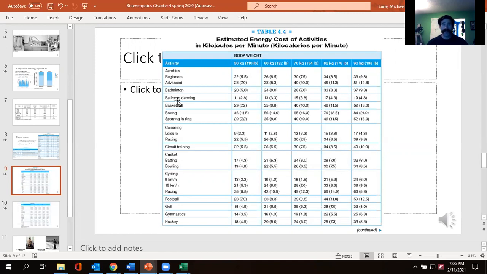You could maybe go out there and just tear it up with ballroom dancing and be burning way more calories per minute, notice that's going to be in the parentheses, than someone who's doing beginner aerobics. Just like, obviously, you could be doing circuit training that's a higher rate, or even a lower rate, depending on what you're doing. But it's just something you guys can use as a jumping off point.